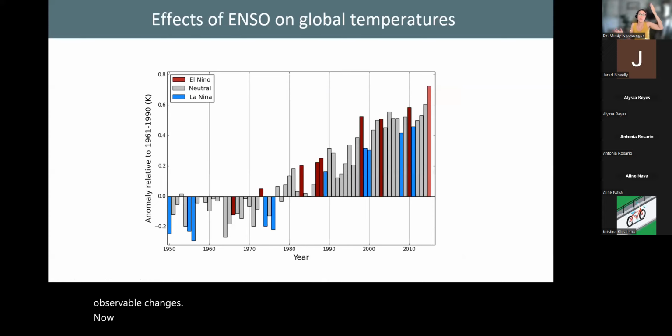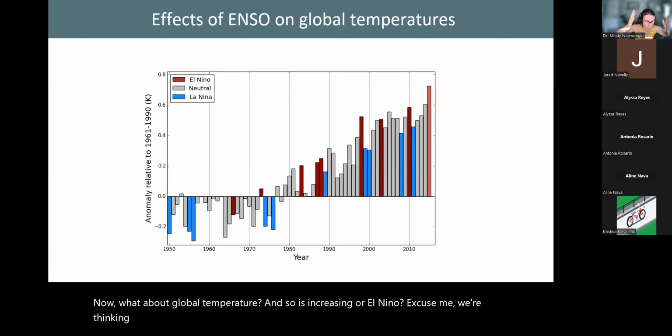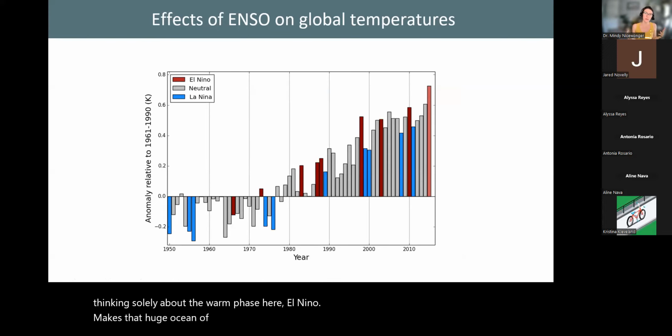Now, what about global temperature? Well, ENSO is increasing, or El Nino, excuse me, we're thinking solely about the warm phase here. El Nino makes that huge ocean of the Pacific much warmer.